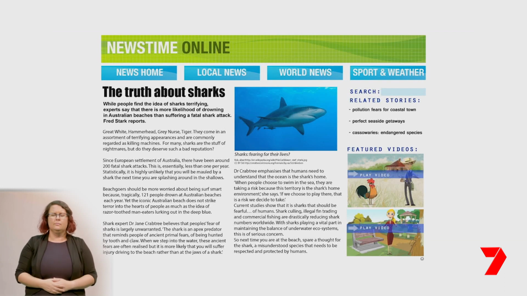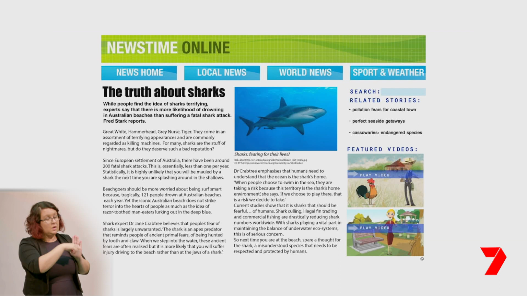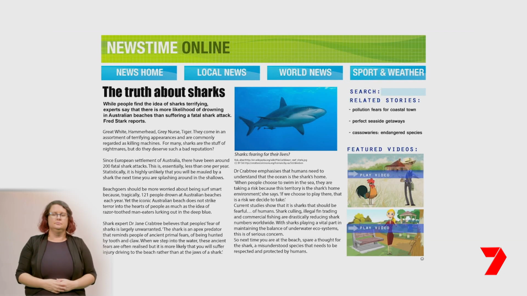Remember, when you skim your eyes over the text, you are not reading every word. You might read the first line of the first and last paragraph. When you skim, your eyes move quickly across the page. From your skim of this text, you'll have remembered that this news report is about the fear Australians have about being attacked by sharks and why this fear may be unwarranted or unproven.